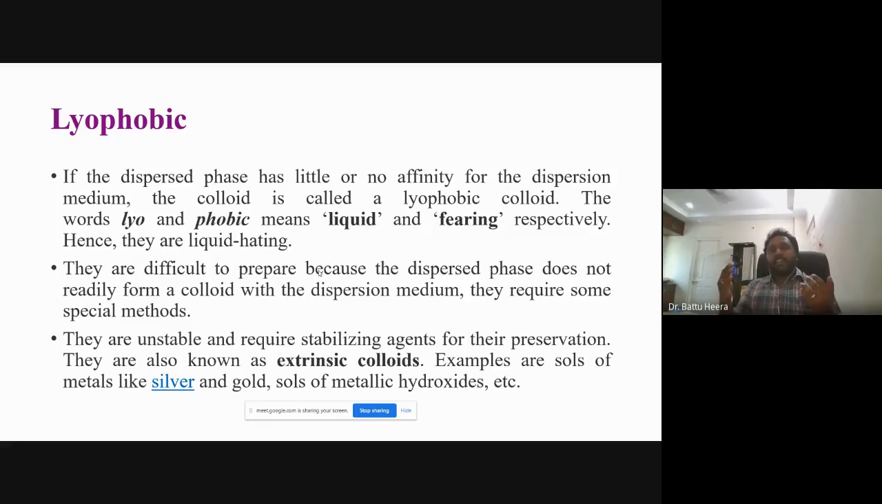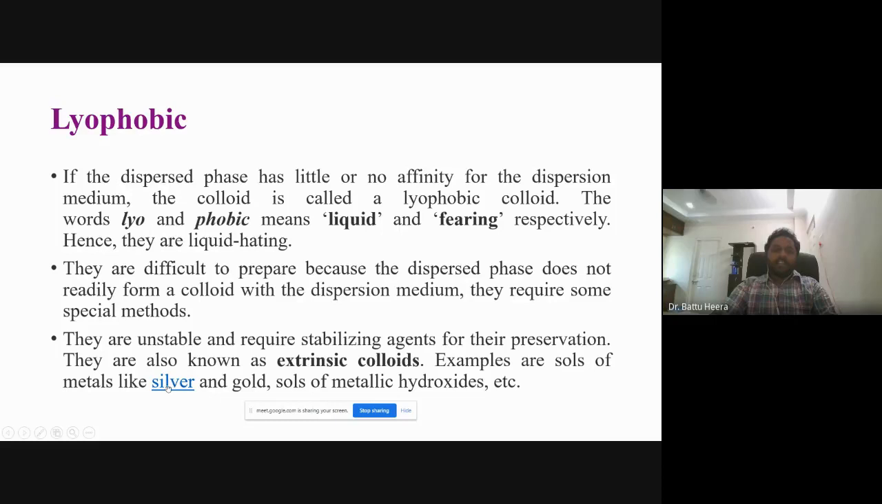Definitely they will separate from each other and form a biphasic layer. Okay, but we want a monophasic layer. Of course, a heterogeneous monophasic layer. These colloids are called heterogeneous monophasic, whereas the lyophobic colloids form biphasic colloids because the dispersed phase and dispersion medium are not loving each other. Also they are unstable and require stabilizing agents for their preservation, and they are also known as extrinsic colloids, whereas lyophilic are called intrinsic colloids, and lyophobic are called extrinsic colloids.